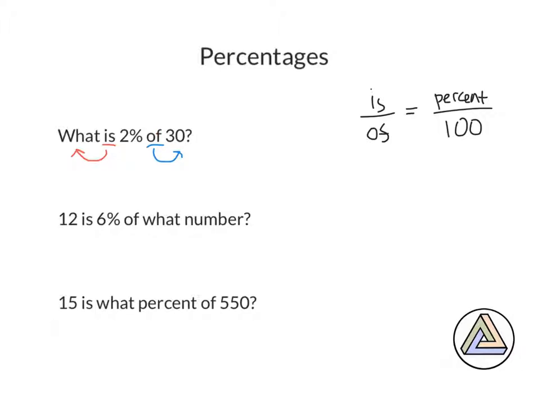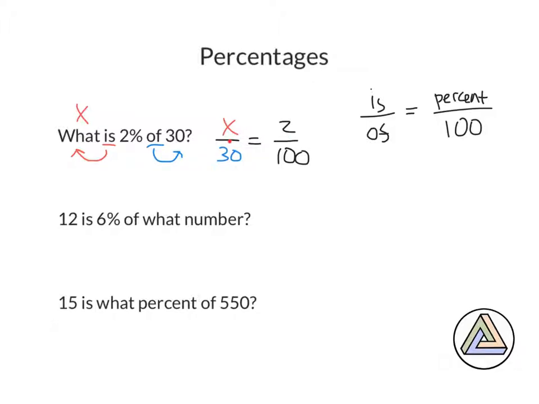Well, that's going to be is over of, so that's going to be, first of all, the what is an x, because we don't know what it is, so that's the unknown. So that's going to be x over of, and of is 30. And that's going to equal the percent, which is 2 over 100. Okay, so that's the setup.